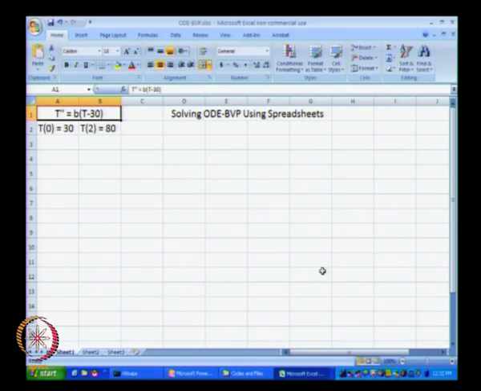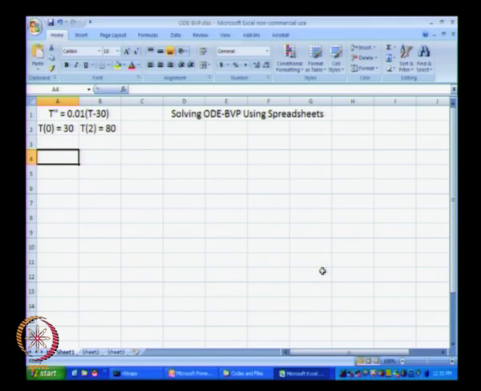So what I have written over here is the original boundary value problem. We have T double dash equal to beta multiplied by T minus 30. The value of beta we have chosen as 0.01, so I will write that down over here. And T0 equal to 30 and T2 equal to 80.